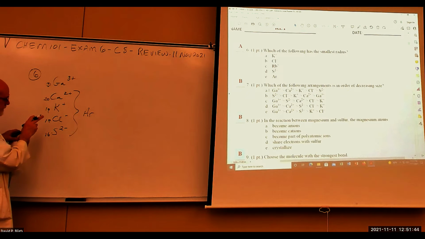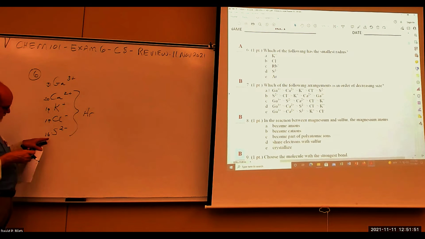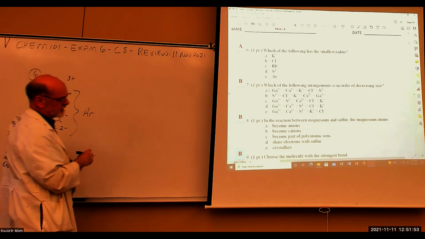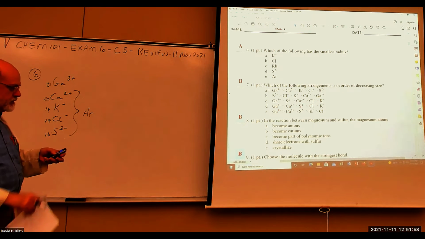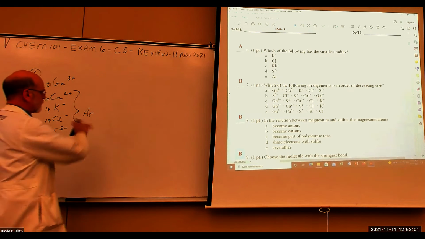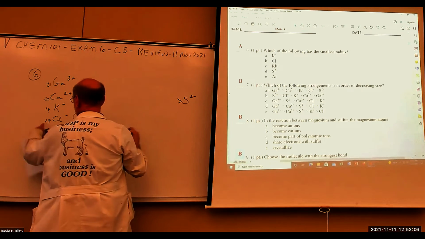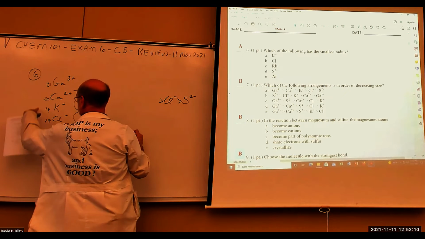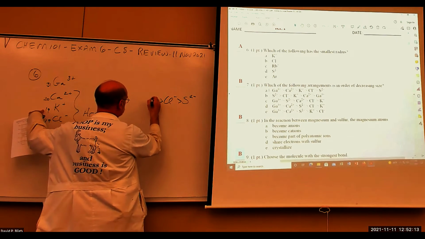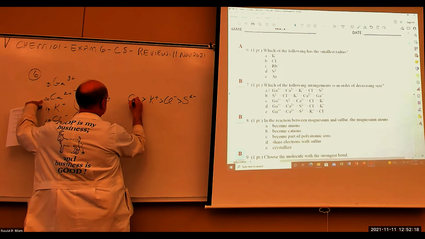Okay. So the one with the least number of protons should be the biggest, has the least attractive force for all those electrons. That means sulfur will be the least, and it looks like they're in decreasing order. So sulfur would be way over here on the right. The next biggest one would be chlorine, or chloride. The next biggest one would be potassium. Next is calcium.